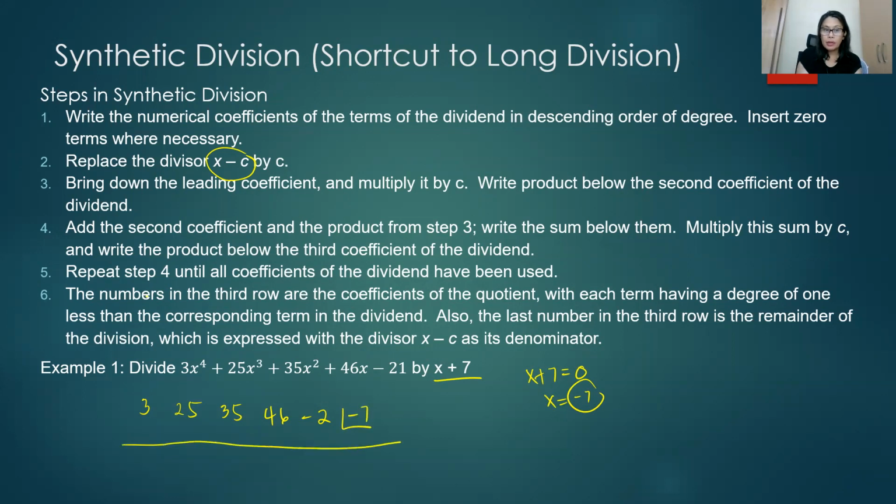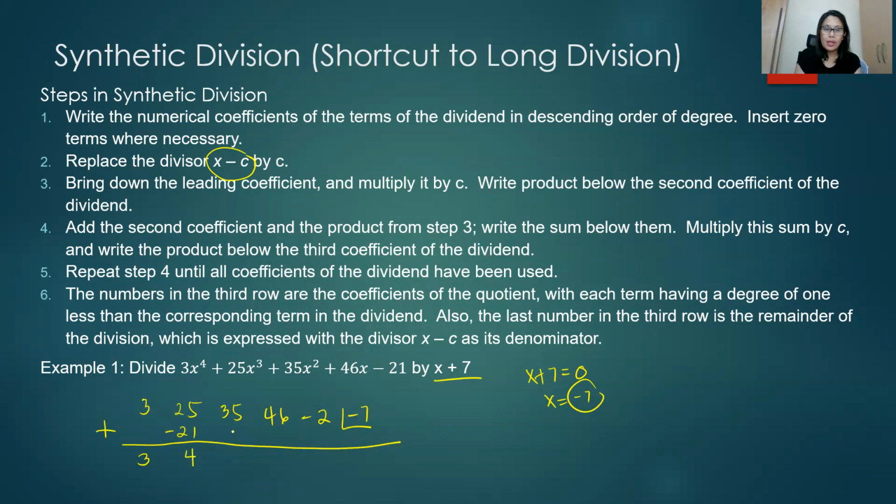And then we're going to bring down the first term, 3, and then multiply by the value of c, or by the root, we call it the solution or the root, negative 7. So 3 times negative 7 is negative 21. And everything here is addition. So this is 25 plus negative 21. We have 4.